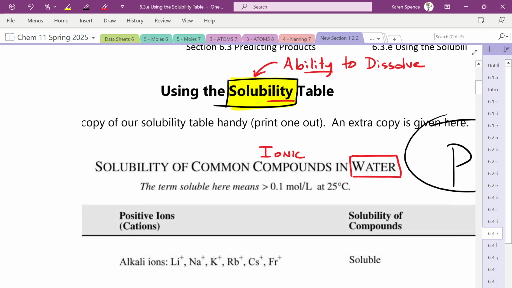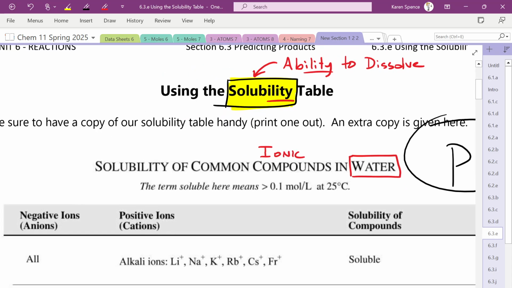And what you'll notice in this chart is that we have negative ions, our anions, given on the left. The positive ions are given on the right. And then we finally have the solubility.